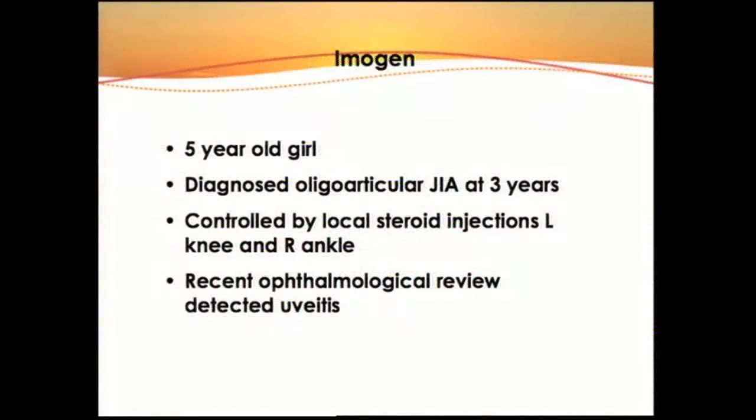A little girl, Imogen, who's 5 years old. She was diagnosed with oligoarticular JIA when she was 3. Her joint disease was well controlled with local steroid injections to her left knee and her right ankle on 2 separate occasions. She has, however, had troublesome uveitis detected on a recent ophthalmological review.